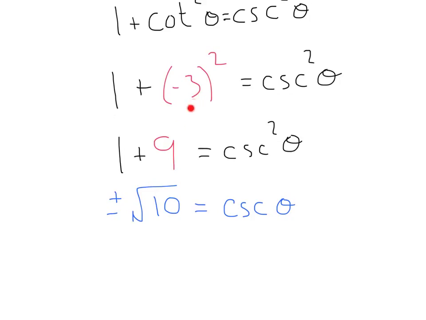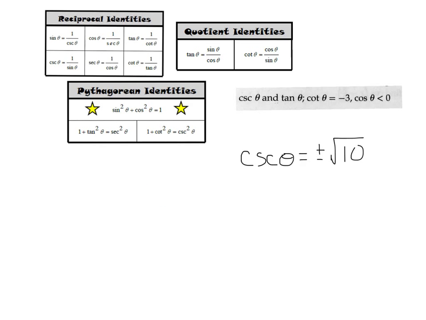Simplifying further, -3 squared becomes 9. And if we solve for cosecant, we'll add these, take the square root, don't forget the plus or minus. We'll get cosecant theta equals plus or minus square root of 10. Next, we got to try to narrow down our options. Is this the positive or is it the negative? Let's start by looking at what we were given. We know cotangent theta is -3 and cosine theta is less than 0.